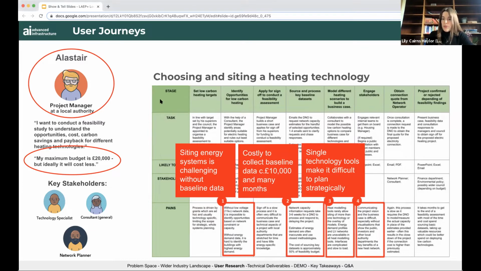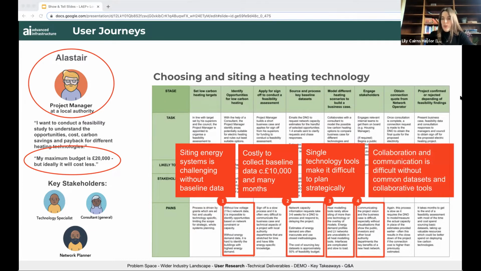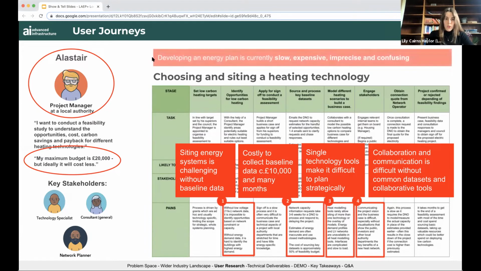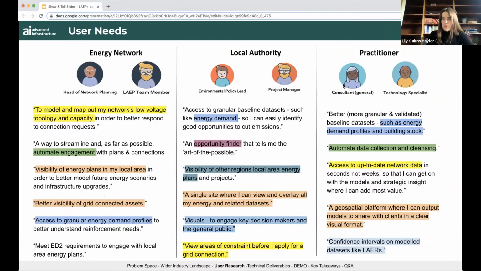And throughout, communication and collaboration was difficult without common datasets and collaborative tools. In this example, it took 6 weeks alone for Alistair to get network capacity data from the distribution network operator to understand the cost and the feasibility of the grid connections at the limited selection of sites the consultant explored. Overall, that meant developing an energy plan was slow, expensive, imprecise, and confusing.